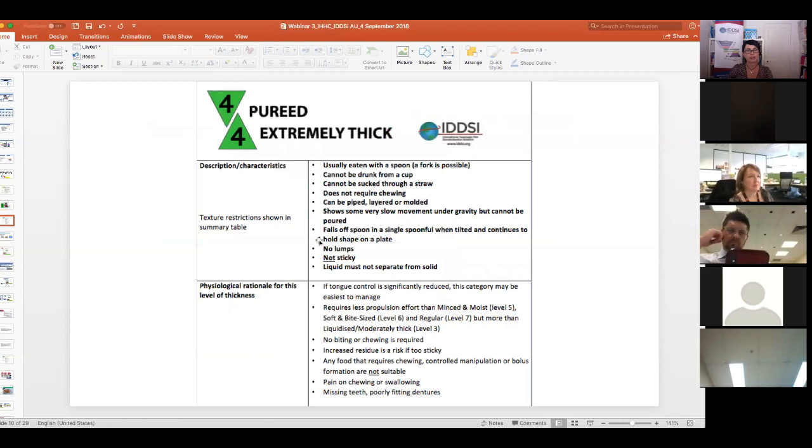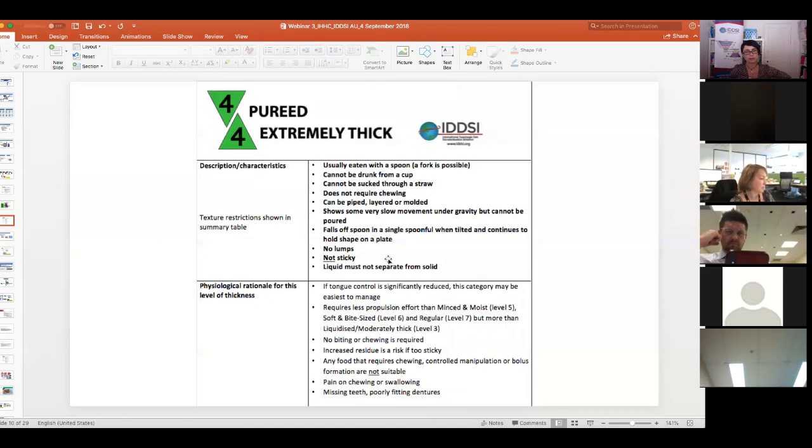And again, if we look at the descriptive characteristics from the framework here, you'd usually eat this with a spoon, but you can also eat it with a fork because it's not going to drip through. You're not going to take it through a straw or a cup. You don't need chewing. This type of texture can be piped or layered or moulded, and it'll show some slow movement under gravity, but is difficult to pour. It doesn't have lumps and it's not sticky.